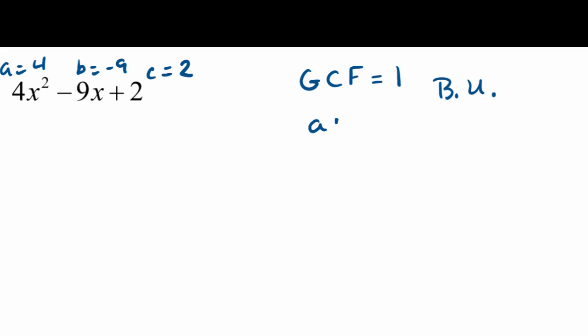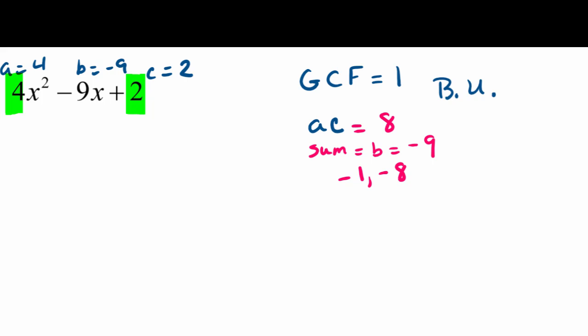So the product is A times C. So that's your first step. Multiply together the 4 and the 2. So that gives us 8, a positive 8. And then our sum is B, which is -9. So look for two numbers that multiply to a positive 8. They have to add up to a -9. So those numbers would be -1 and -8, wouldn't they?